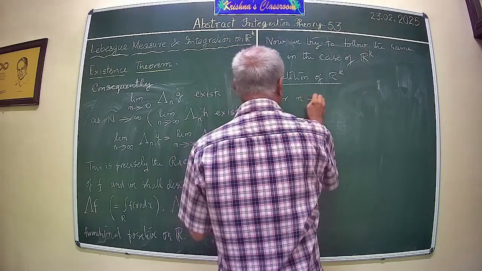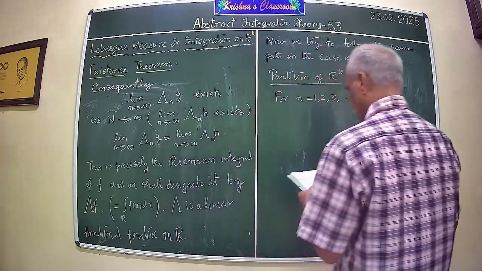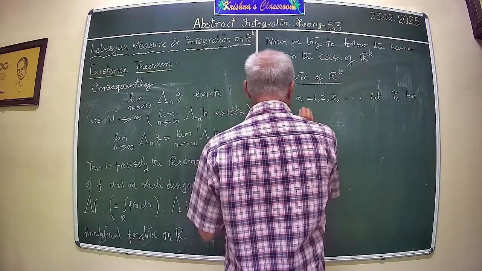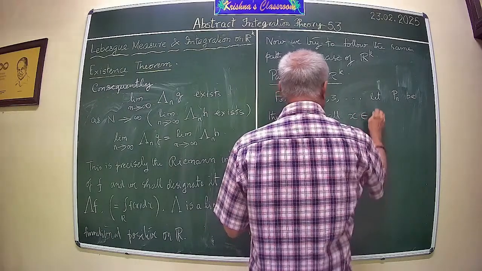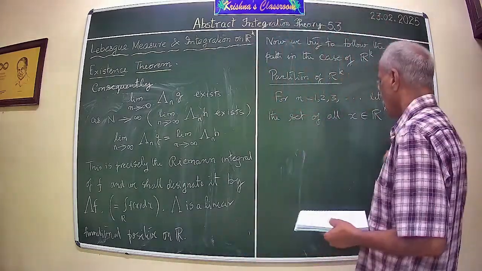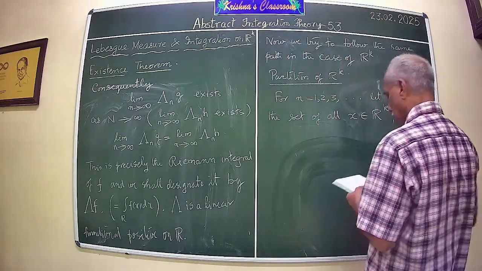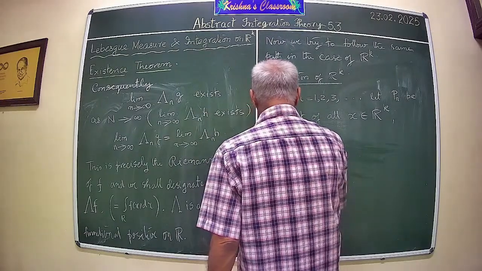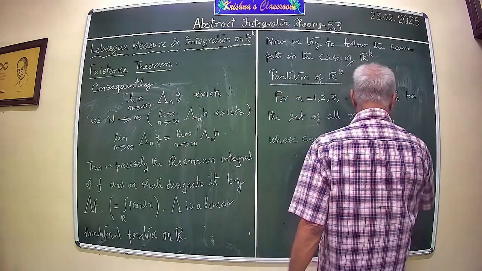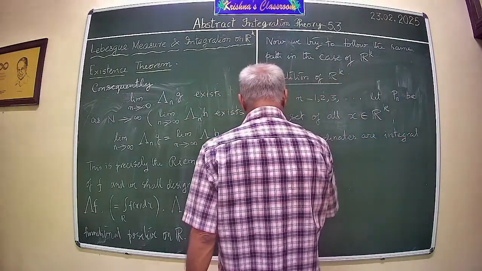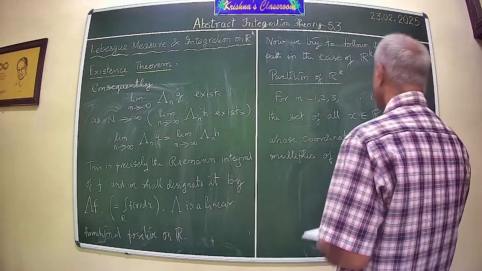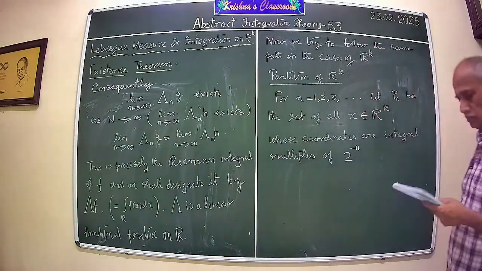For n equal to 1, 2, etc., let P n be the set of points x in Rk, that means it has components alpha 1, alpha 2, etc., alpha k, whose coordinates are integral multiples of 2 to the power minus n. That is the first thing.